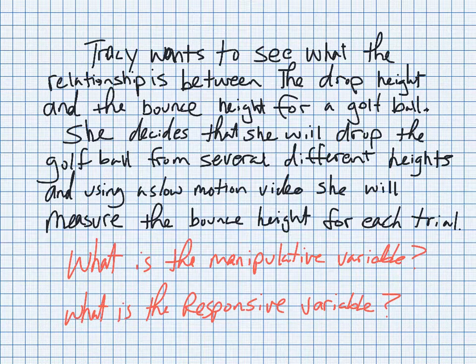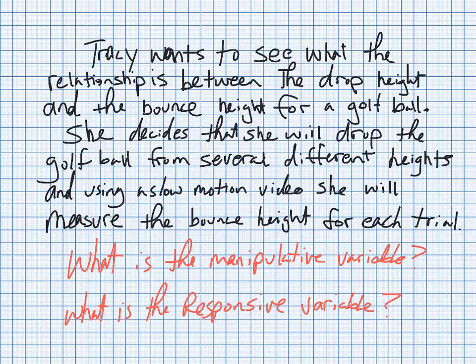So she decides that she will drop the golf ball from several different heights, and using a slow motion video, she will measure the bounce height for each trial. She'll have a meter stick set up, probably a couple of them taped to the wall, and then she can drop the golf ball from a certain height, and she'll be able to use the video to measure exactly where that golf ball bounces to. Using slow motion, she can pause the video and see the meter stick and the golf ball. So she's going to collect the data.